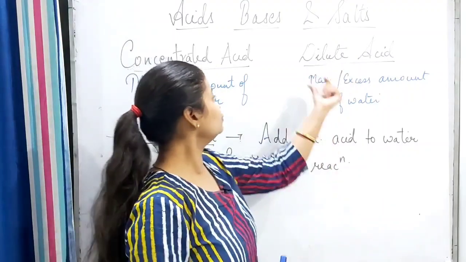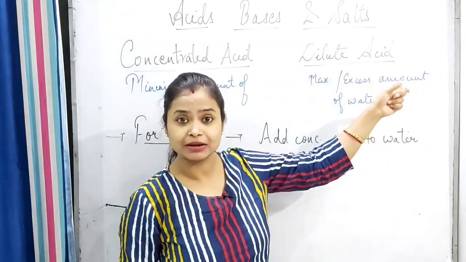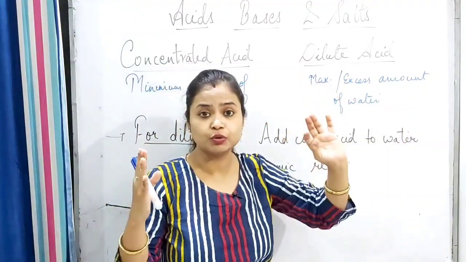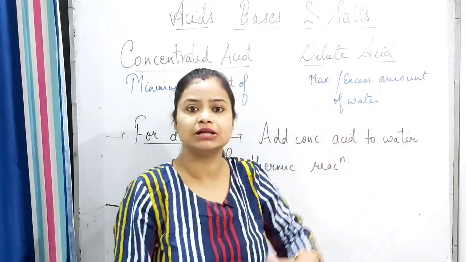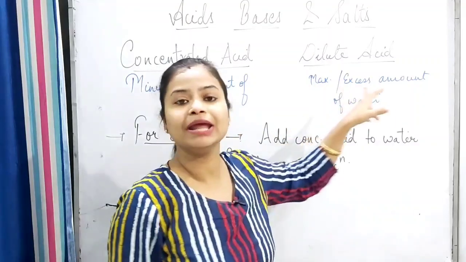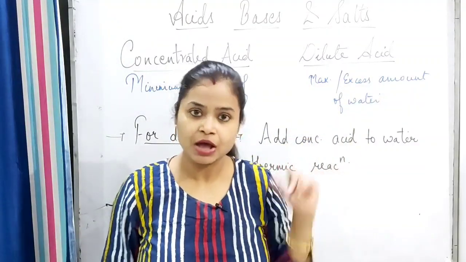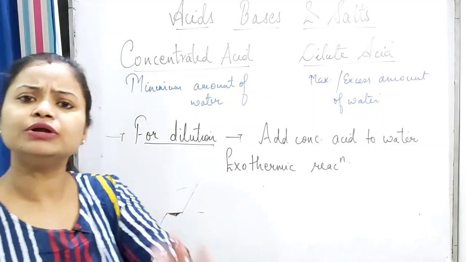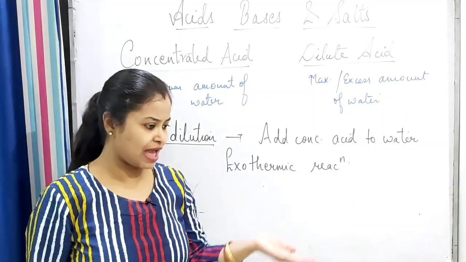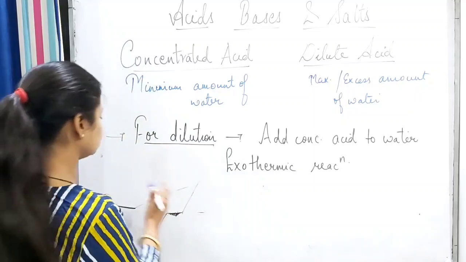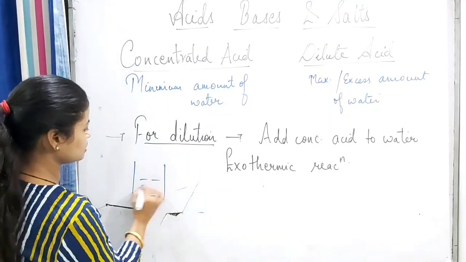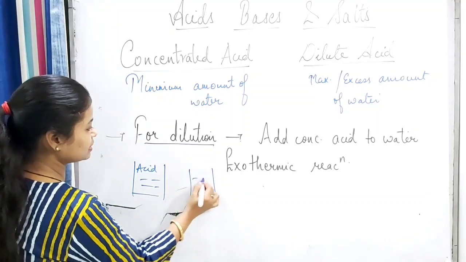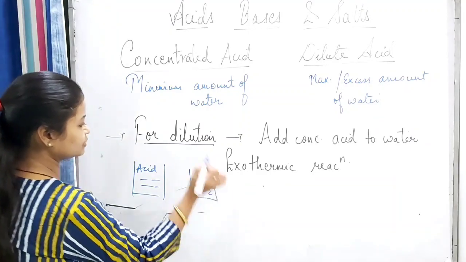So when you want to prepare dilute acid, we should know that dilute acid consists of a maximum or excess amount of water. I hope these terms are clear to you. Now see, if you want to dilute an acid, I have an acid. See, this is a beaker. In this beaker, acid is there, and in this beaker, we have H2O, that is water.